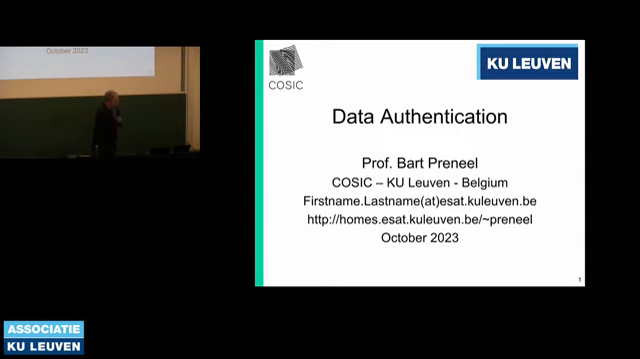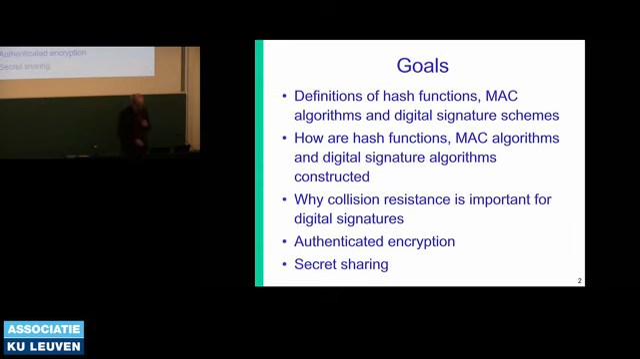So today we'll look at the problem of data authentication and the cryptographic primitives to achieve this: MAC algorithms, hash functions, and digital signature schemes. We first give definitions for the symmetric setting. We saw in the first lecture that we have hash functions, which are keyless compression functions, and MAC algorithms, which are functions that compress an input under control of a key. And then we'll look a bit also at how these are constructed.